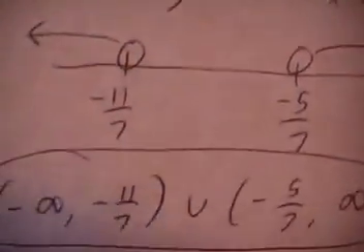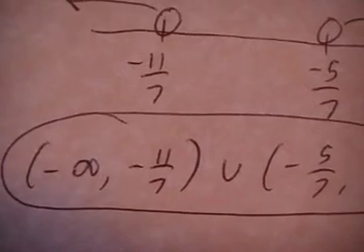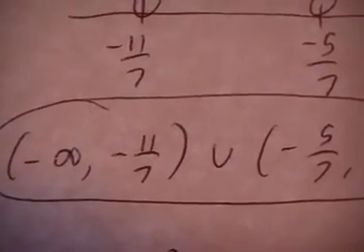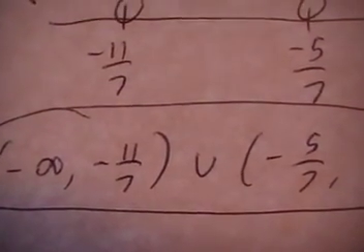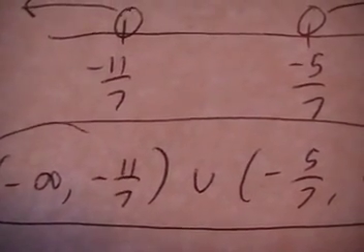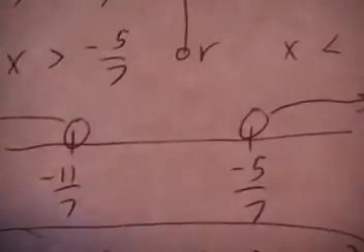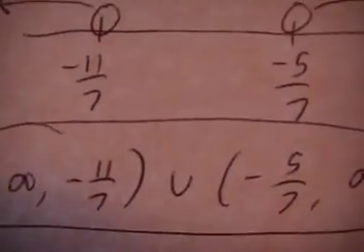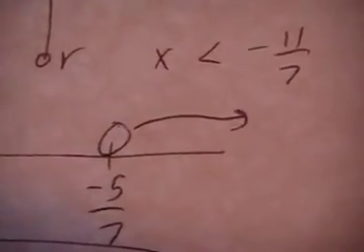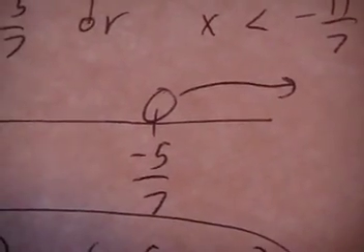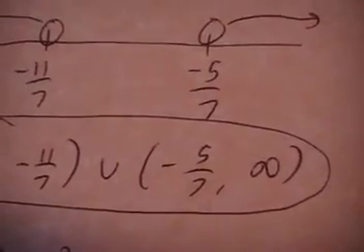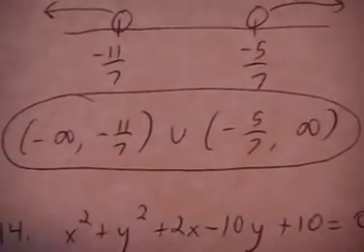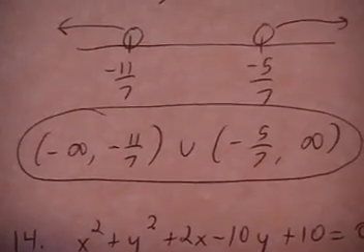For an or, we put the little u, that's a set notation. The little horseshoe U shape means or, and if it's upside down it means and. So this is the way to write or when there's a separate second section of your graph. Now we're going from negative 5 over 7 all the way to infinity. So again, parenthesis, negative 5 over 7, comma, infinity, parenthesis. So here's the answer to 10b.